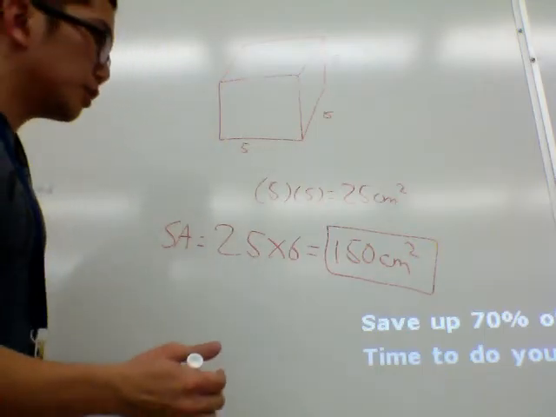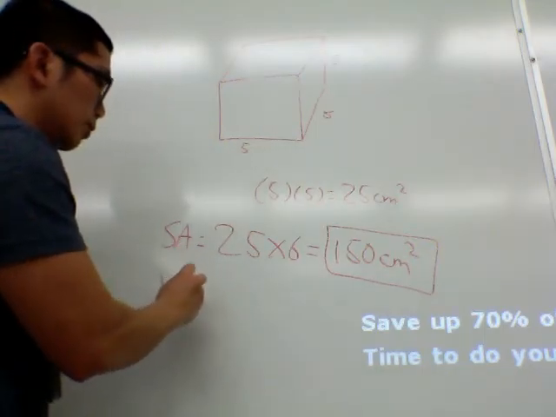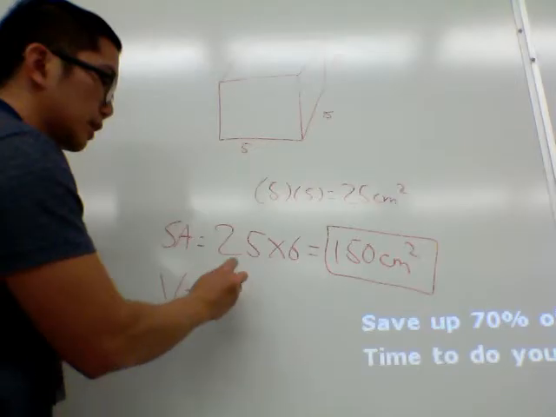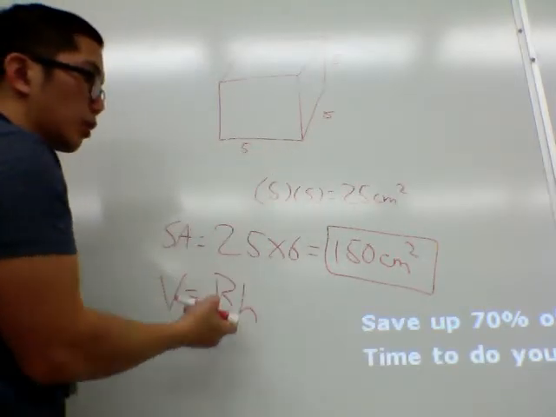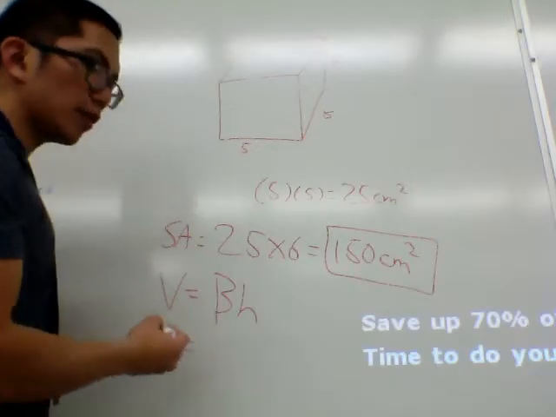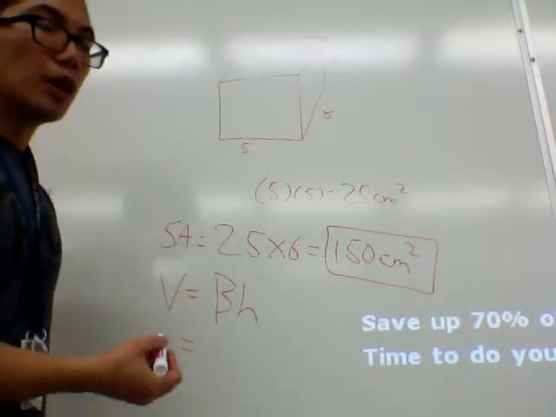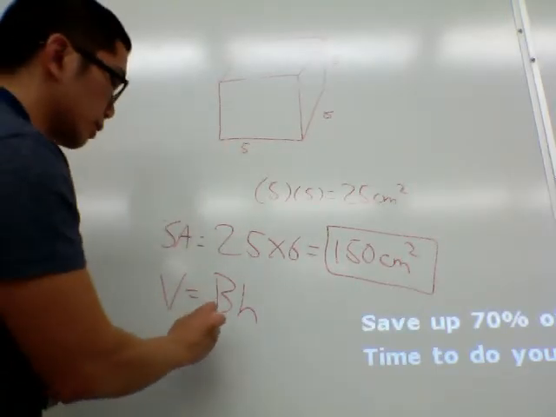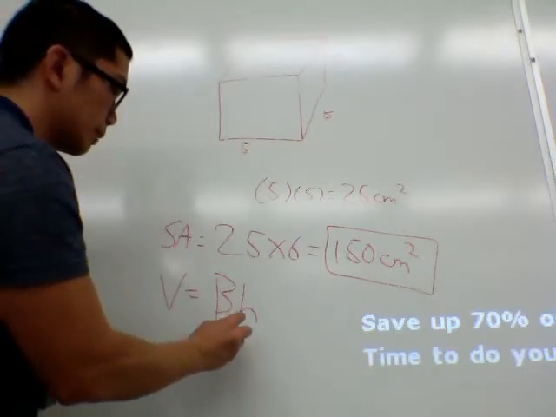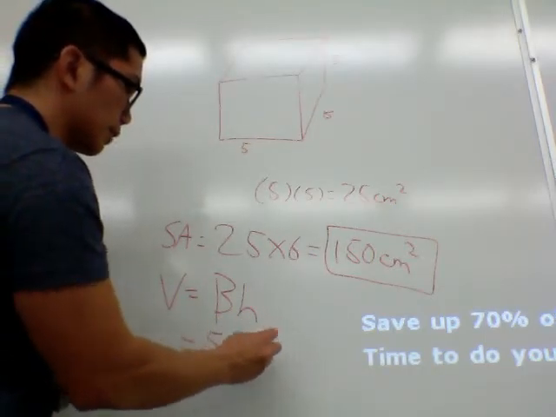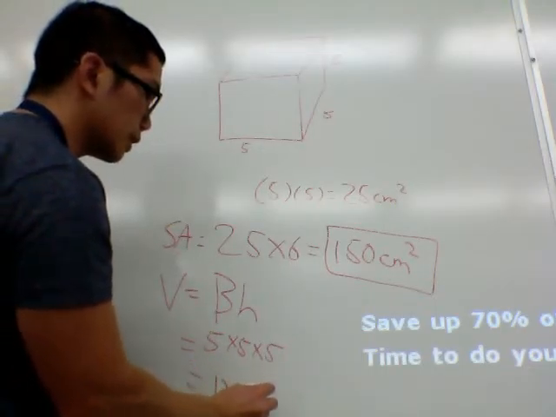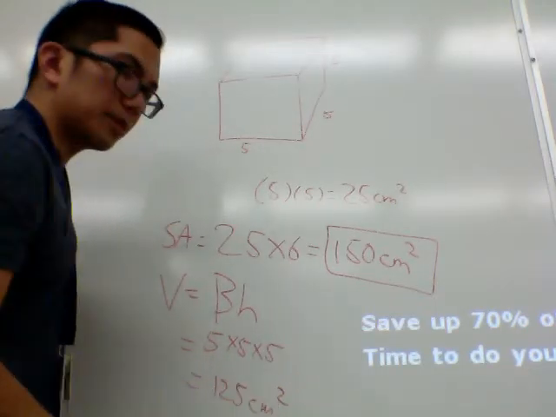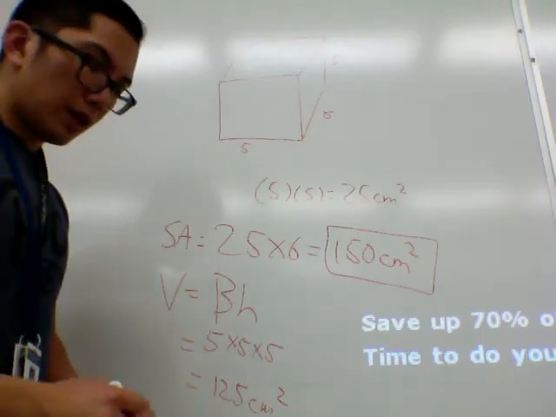Now, to find the volume, remember the volume for a prism is always big B times H. However, the big B is just the square, so whenever you have a rectangular prism or a cube, you just multiply the 3 sides. So it's 5 times 5 times 5, and that will give you 125 centimeters squared. Okay. So that's number one.